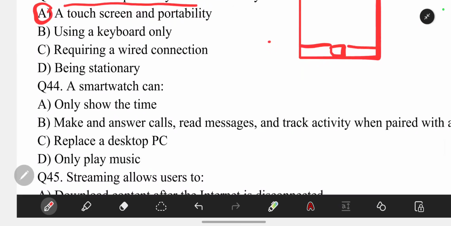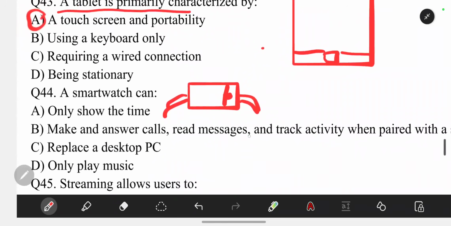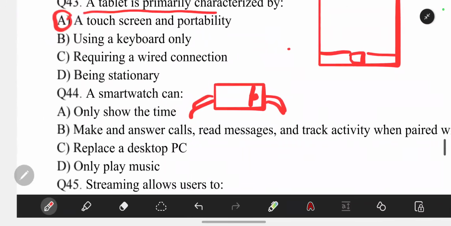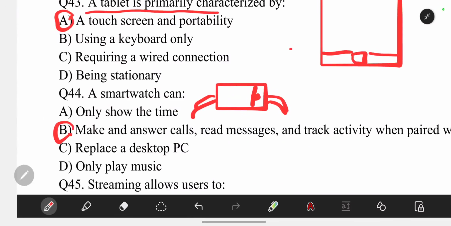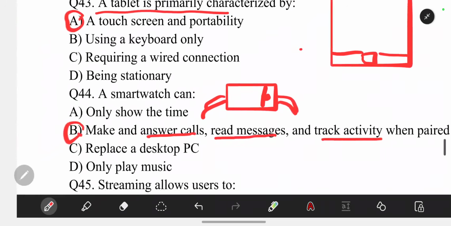44, a smartwatch. If you look at a smartwatch, it is a wearable device, meaning to say you can wear it. So it can be worn, and it has got features. You can make calls, you can send messages, you can view the time, you can also track activities such as how far you have walked in a day. So it is used to answer calls, read messages, and track activity when paired with a smartphone.